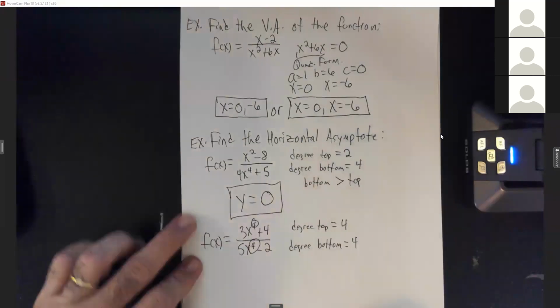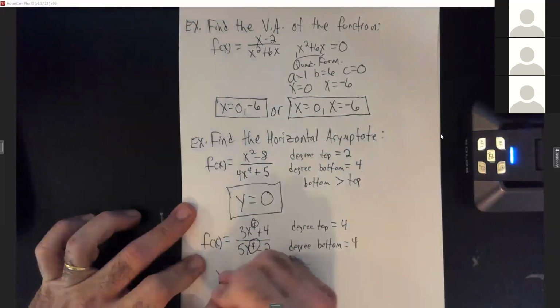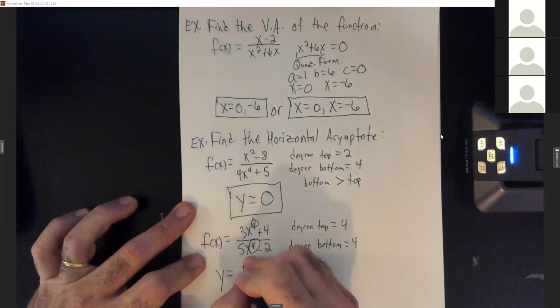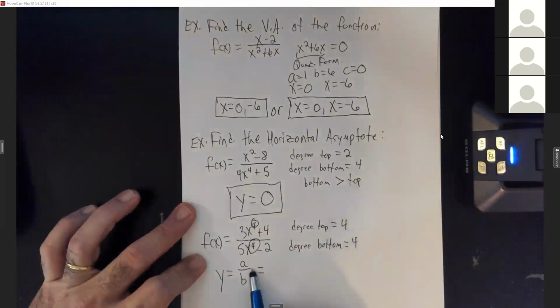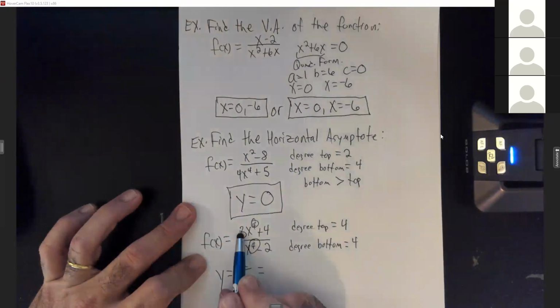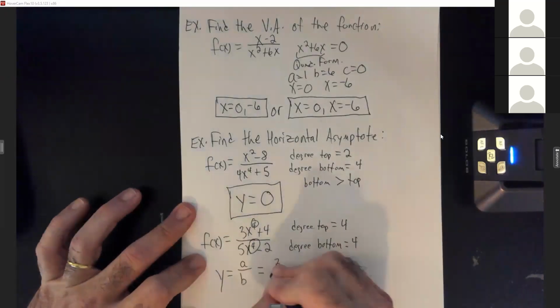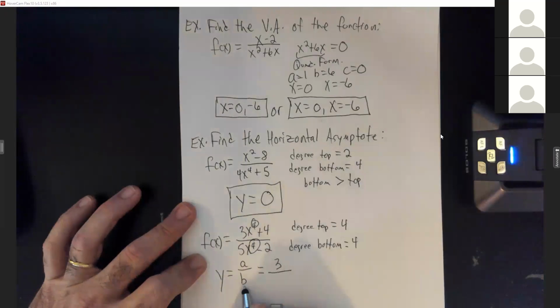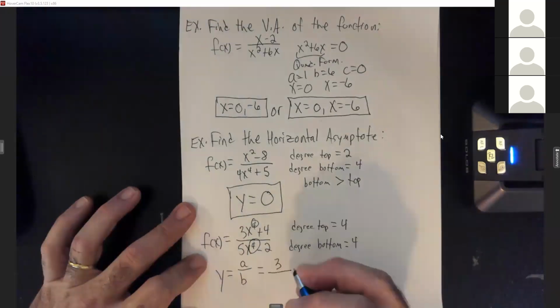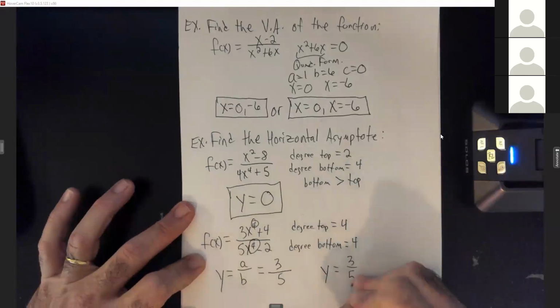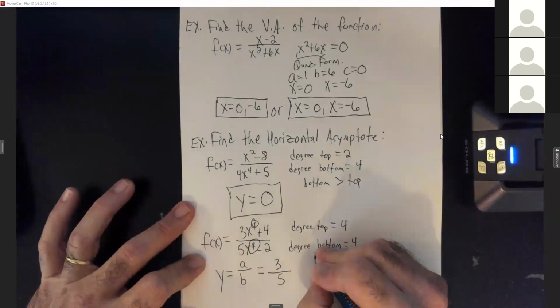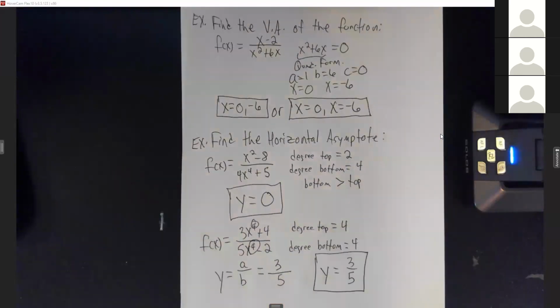So these ones match. So since they match, it's going to be the ratio of A over B, where A was the lead coefficient on the top, which is 3. B is the lead coefficient on the bottom, which is 5. So we get y equals 3/5 as our horizontal asymptote. Okay. Hey, y'all, so those are not too bad.